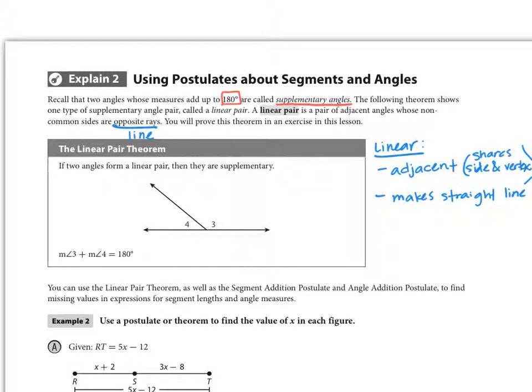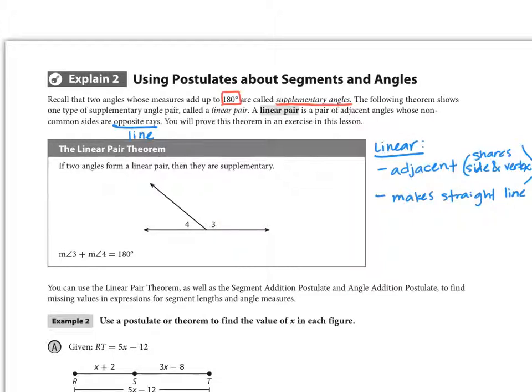Okay, so let me identify those parts here for you. So here we have angle 4 and angle 3. These both are adjacent to each other because here's the vertex right here, and there's the side that they share, right? So this side is a part of angle 4 and a part of angle 3. So that's adjacent, good. And then it makes a straight line. So these are the non-common sides. Here's for 4 and here's for 3, and that creates a straight line. So that's a linear pair.